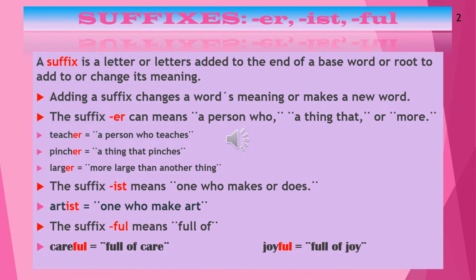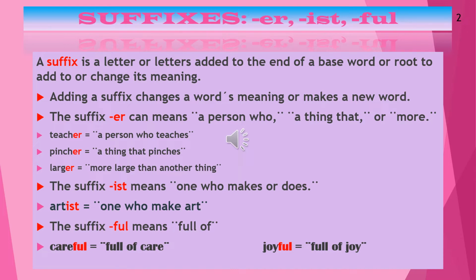Here we are on page number 2. On this page, we are going to discuss the suffix. We are going to find out what a suffix is and information about suffixes. Now, let's find the definition first. A suffix is a letter or letters added to the end of a base word or root to add to or change its meaning. Adding a suffix changes a word's meaning or makes a new word.